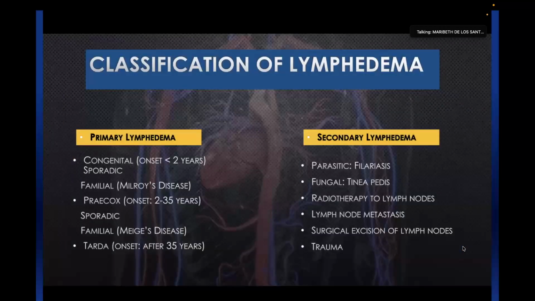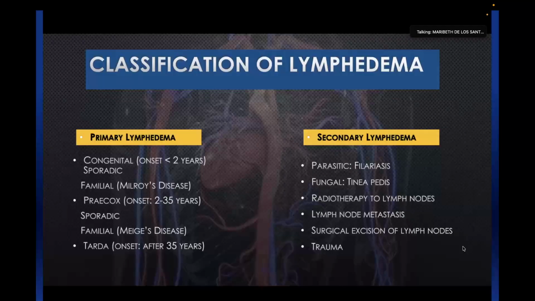So what are the classifications of lymphedema? We have primary and secondary lymphedema. Primary lymphedema is usually congenital, sometimes with complete absence of the lymphatics, while in some, the lymphatic system is hypoplastic.